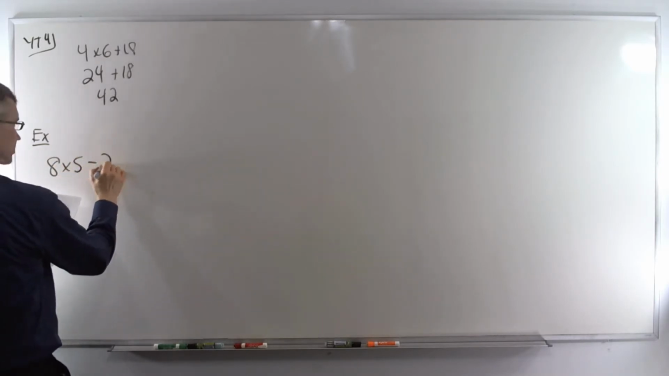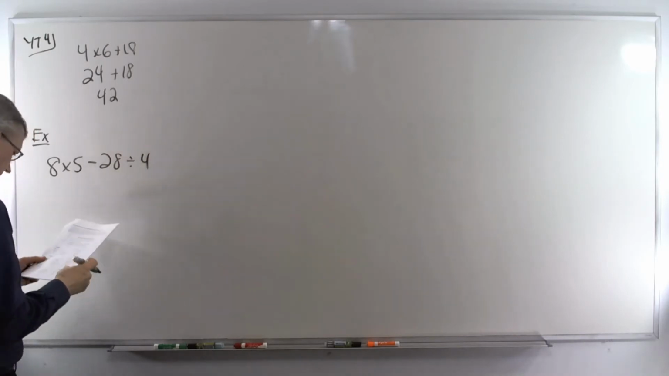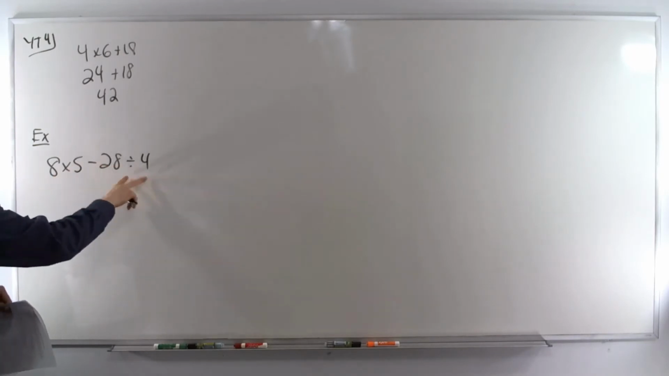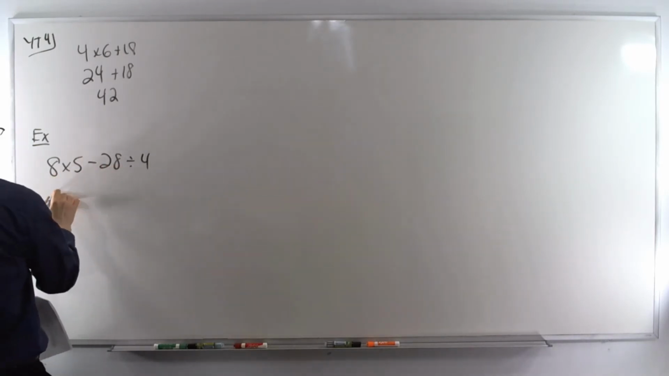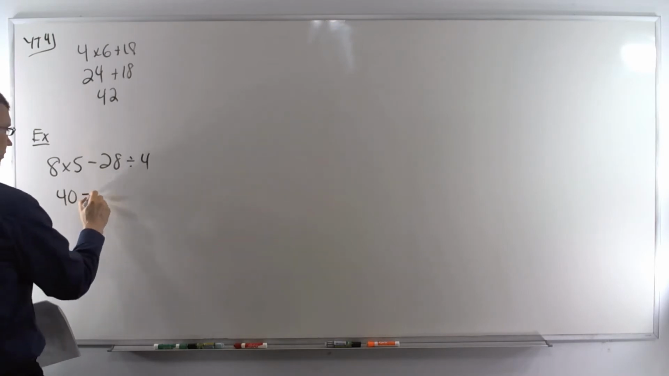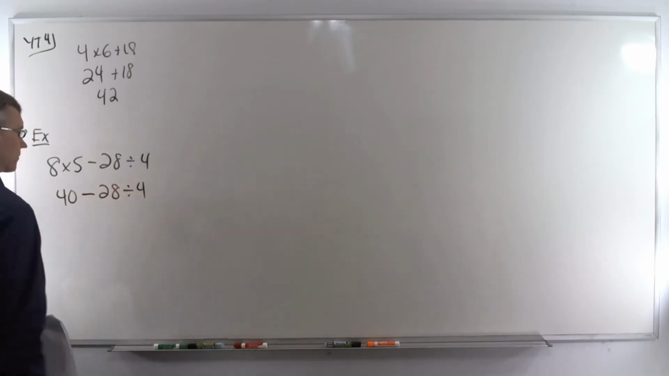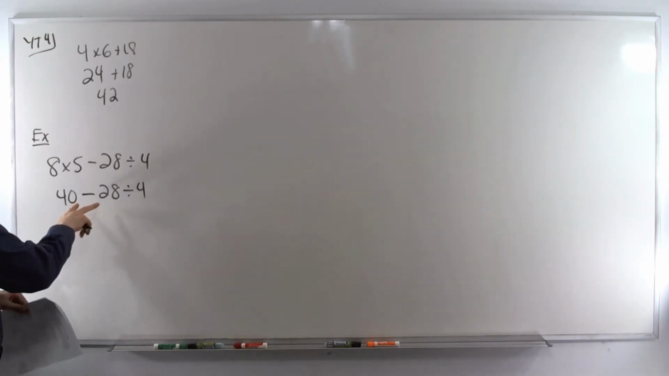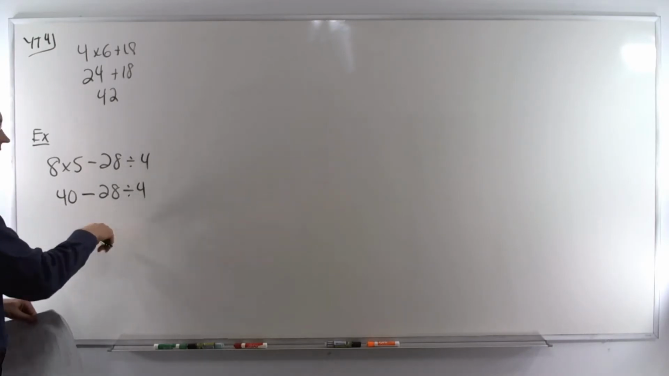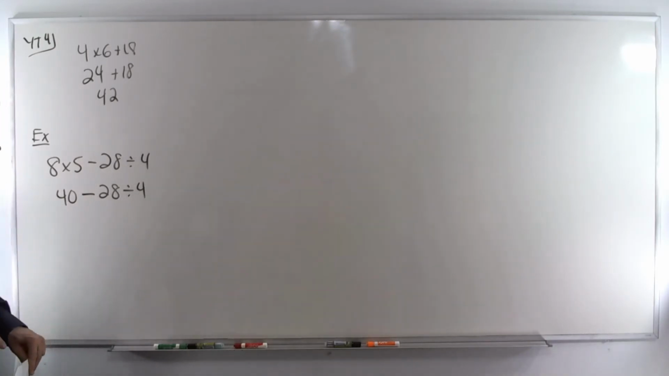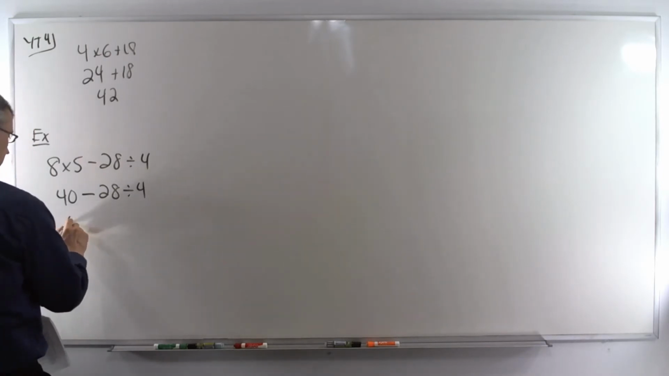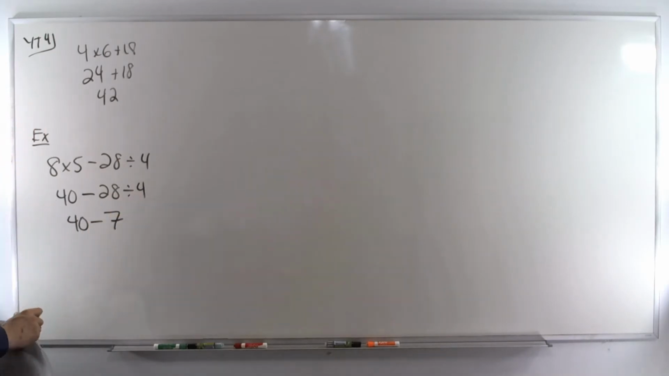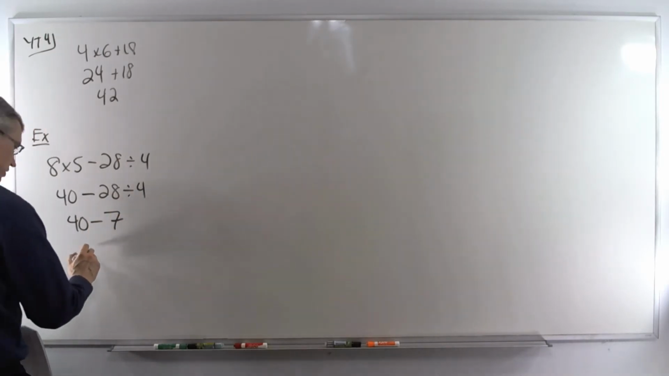8 times 5 minus 28 divided by 4. Multiplication and division first, left to right. So we're going to do this left multiplication first and get 40. Now a lot of people like to work left to right. The biggest mistake I see on this one is then doing the subtraction next. Remember, addition and subtraction are always last. So we're going to do this division first. That gives us 40 minus 28 divided by 4 is 7. Now we're down to subtraction. Do the subtraction last to get 33.